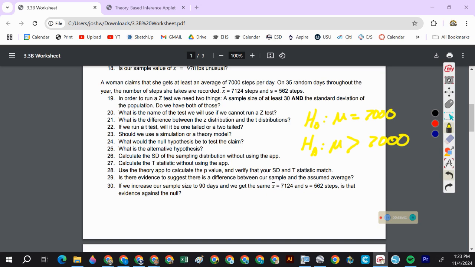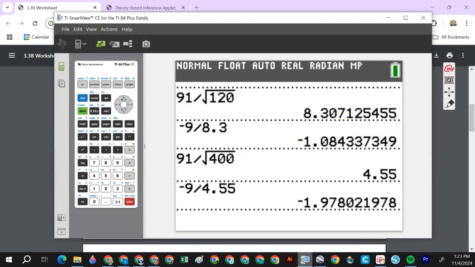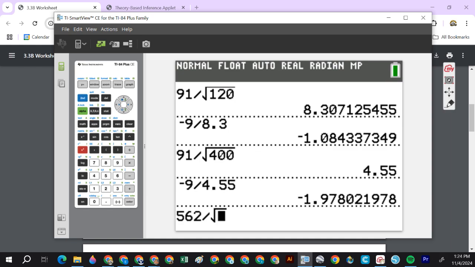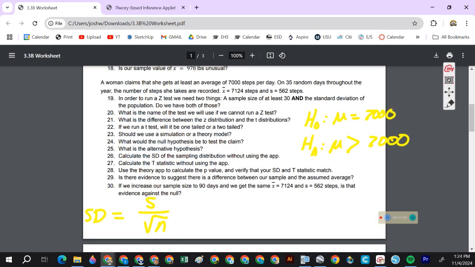Okay. So what is the SD of the sampling distribution? So the SD is going to be the standard deviation of my sample divided by the square root of n. So 562 divided by the square root of, I guess I should have looked at that. What was it? 35.